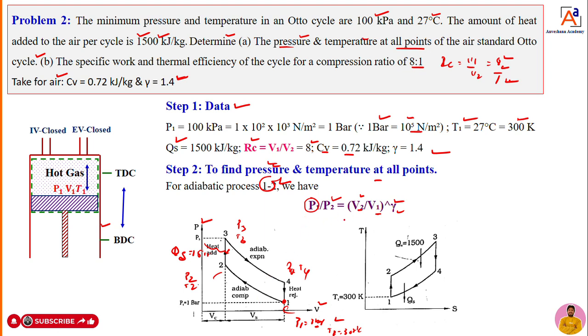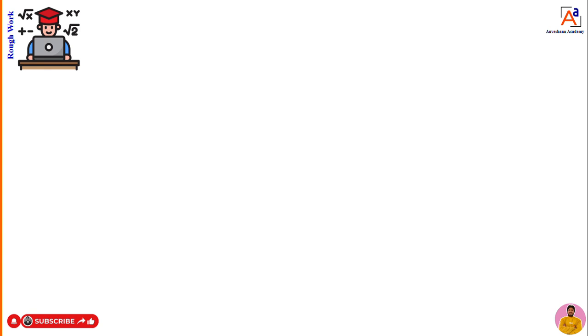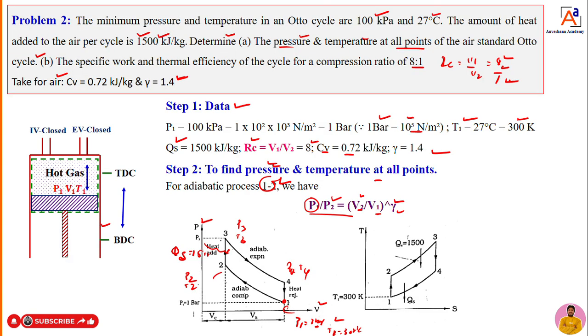Then how to calculate? I have this equation. So now you can see here, what can I do now? I need to calculate the pressure and temperature at all points. To calculate that, we have an equation as the first step.